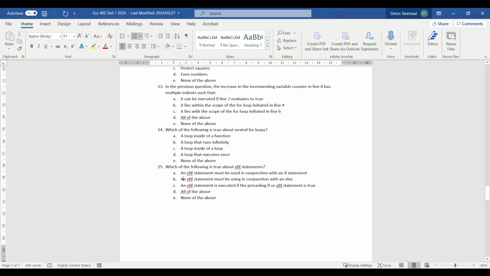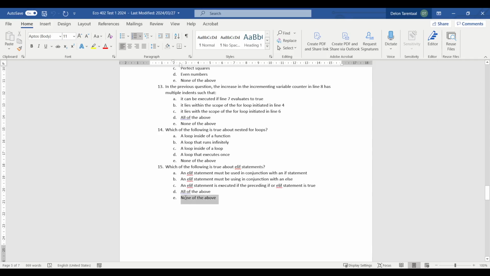So technically A is correct, but also E is correct. Right? Because an elif statement, if we just look at the previous statement, can also be an elif statement. It doesn't necessarily have to be an if statement. But in the entire code, there is an if statement. So technically, the elif statement cannot exist without an if statement. Does it make sense?